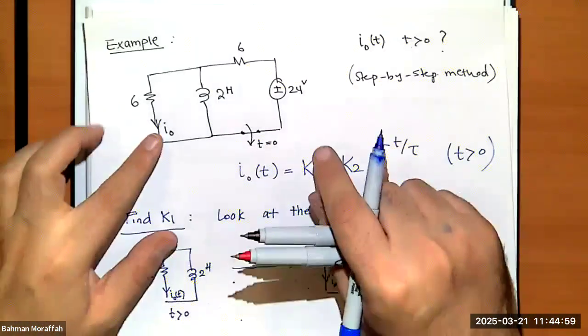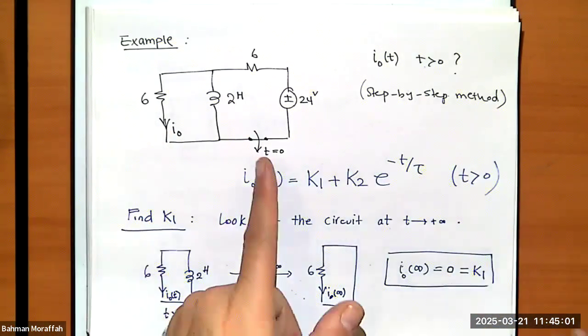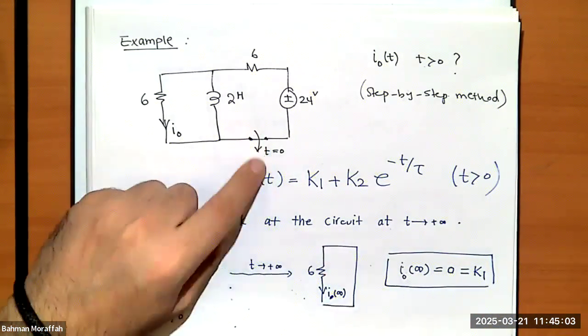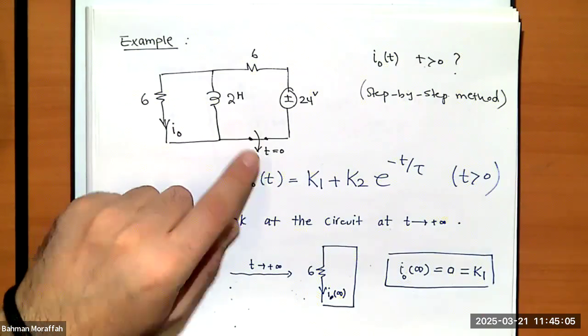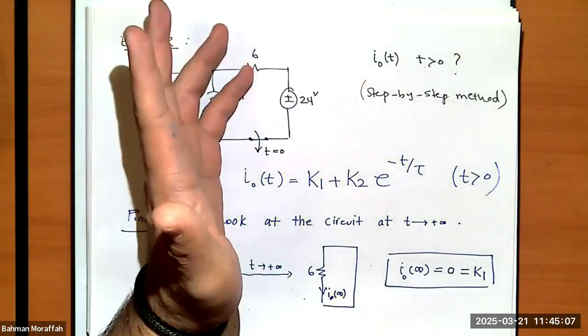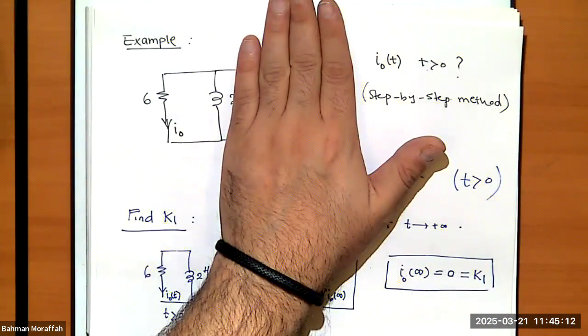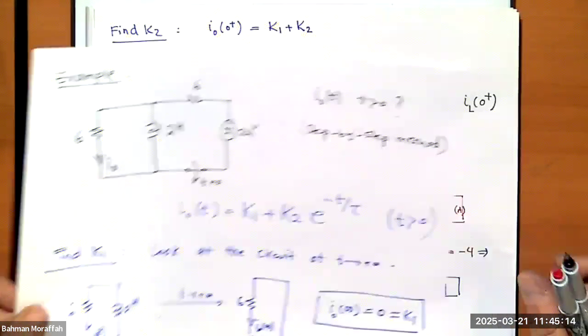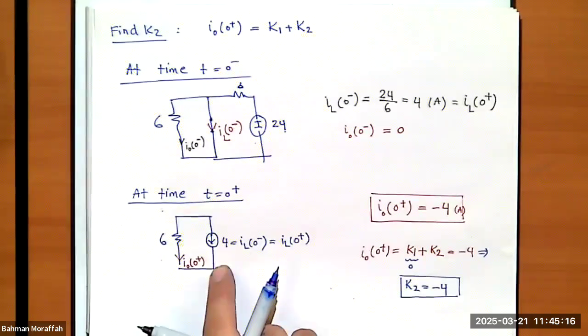Do you agree this is my circuit? Do you agree at time 0, the switch opens? If the switch opens, it means there is no current flowing through here. It means this portion of the circuit is gone, right? And therefore, this is what I have.